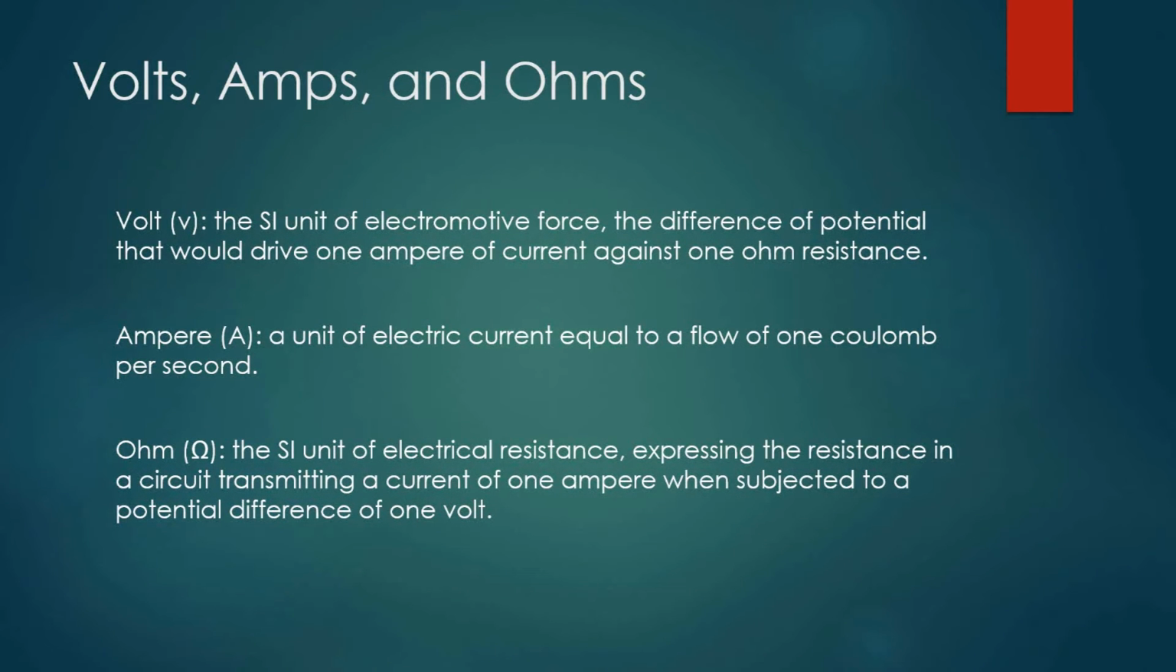So now we have a few new words for you to learn. You're probably familiar with them, however you may have been using them all wrong. I don't expect you to understand what the definitions mean, so I'm only going to have you focus on the symbols for them. A lowercase v stands for volts. A capital A stands for amperes or amps, and the Greek letter omega stands for ohms.